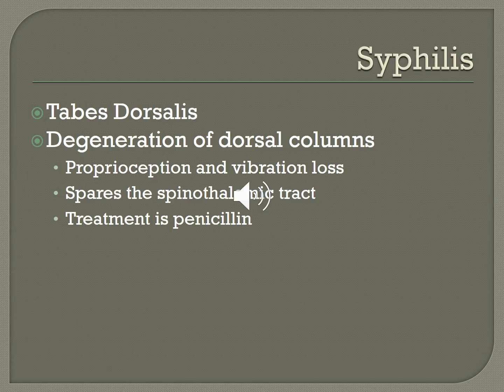So last but not least, syphilis can cause a peripheral neuropathy. This is called tabes dorsalis, the syndrome that is associated with syphilitic infection of the nervous system. You get degeneration of the dorsal columns, so similar to B12, you have loss of proprioception and vibration that spares the pain and temperature pathway, so the spinothalamic tract is spared.